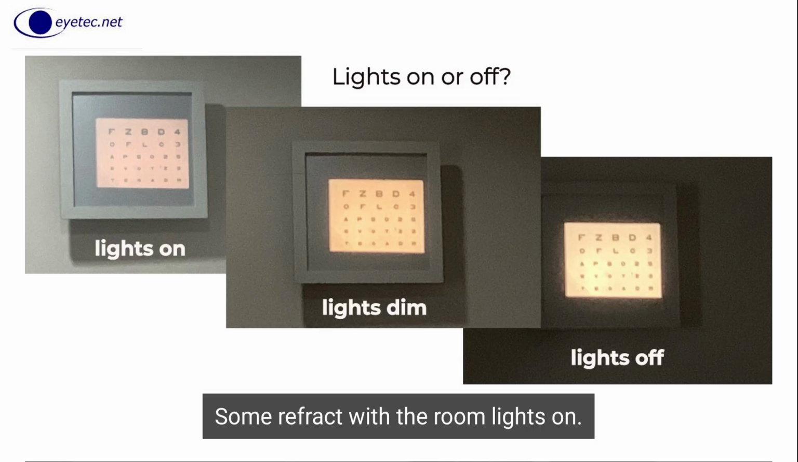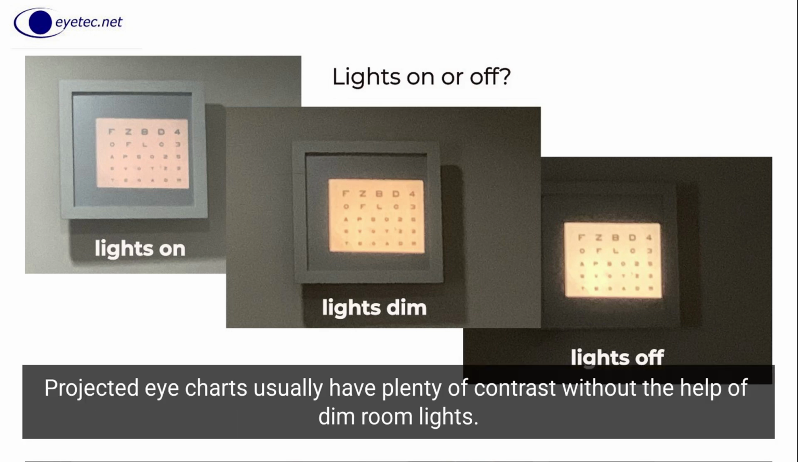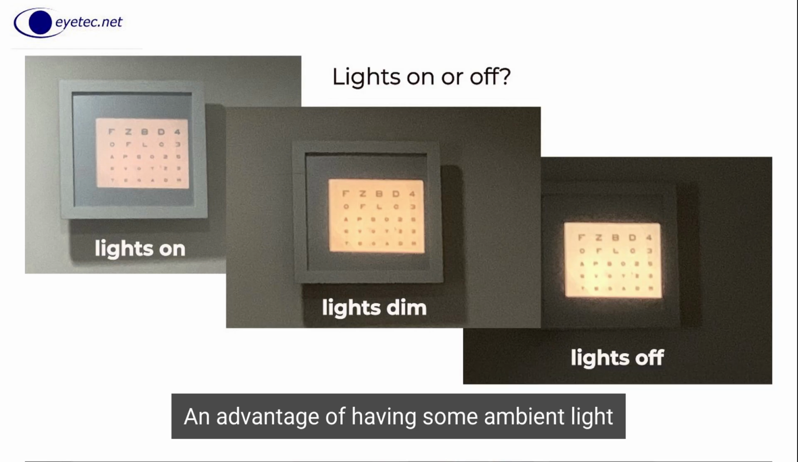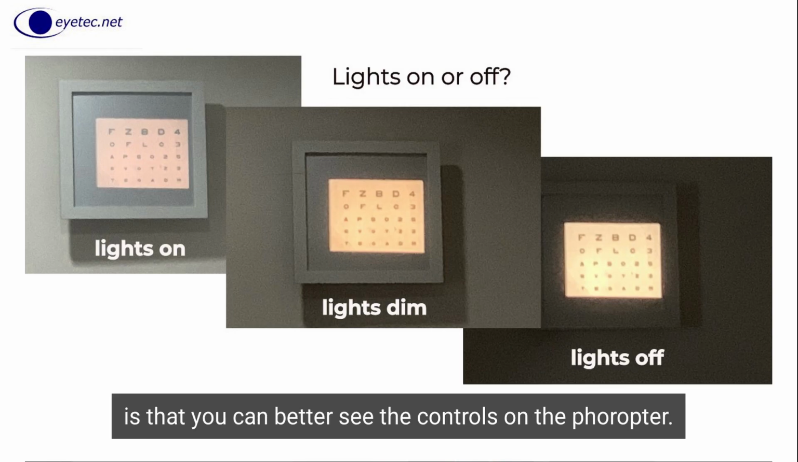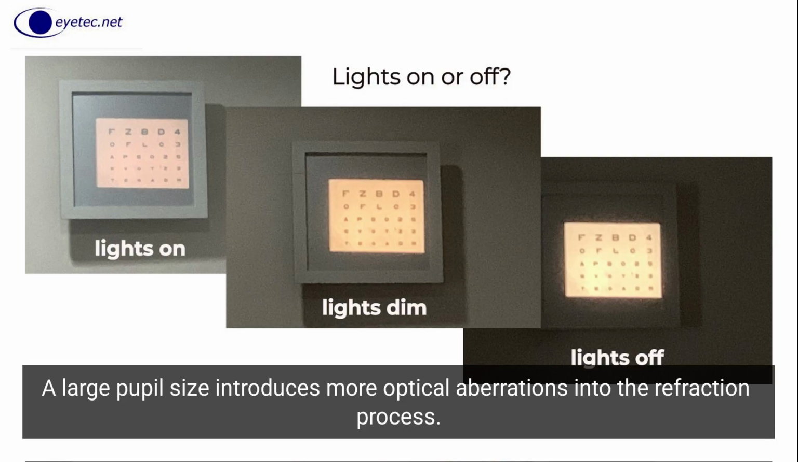Some refract with the room lights on, some with the room lights off, and some with the lights dimmed. Projected eye charts usually have plenty of contrast without the help of dim room lights. An advantage of having some ambient light is that you can better see the controls on the phoropter. Another advantage is that the patient's pupils are closer to their normal size. A large pupil size introduces more optical aberrations into the refraction process.